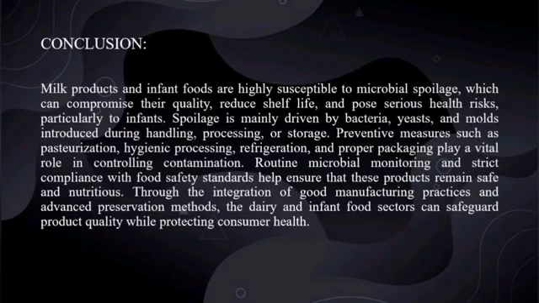From this, we can conclude that milk products and infant food are highly prone to microbial spoilage, which leads to compromise in their quality, reduced shelf life, and poses serious health risks, particularly in infants. This spoilage is mainly driven by bacteria, yeast, and molds which are introduced during handling, processing, or storage of the product. They can be prevented by processes like pasteurization, hygienic processing, refrigeration, and proper packaging, which control the contamination. To ensure that these products remain safe and nutritious, routine microbial monitoring and strict compliance with food safety standards should be practiced.